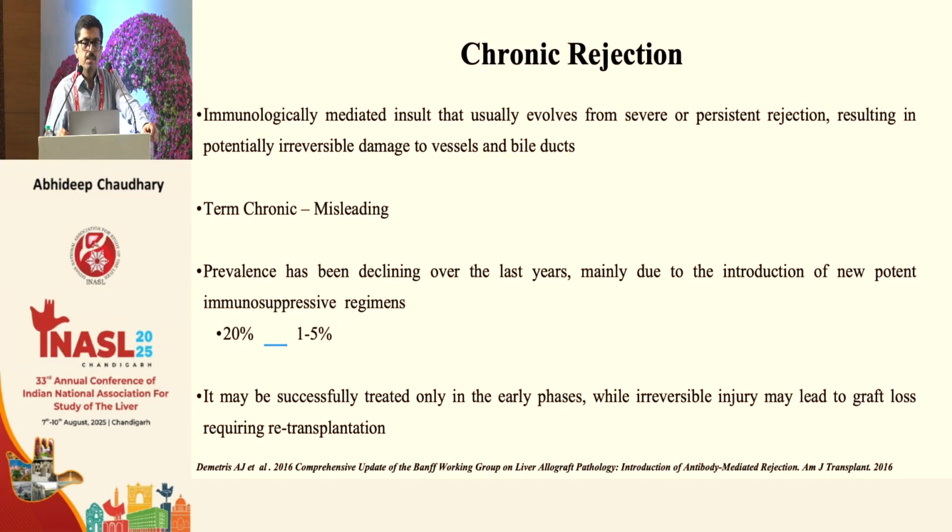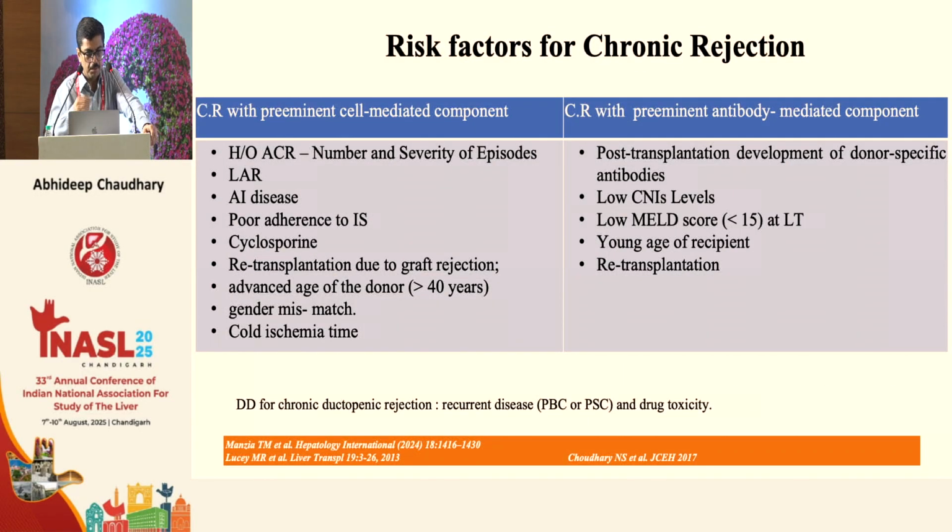The important thing about chronic rejection is to prevent it in the best way, or if you have it, then diagnose it early when some reversibility is still possible. But if you diagnose late, the only option in those situations is either loss of life or retransplant.